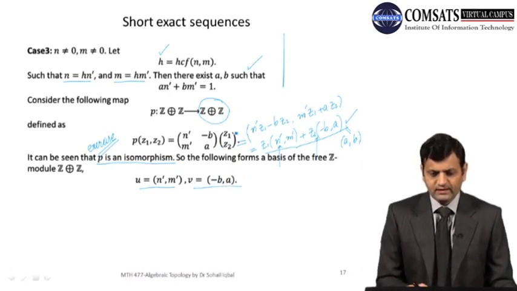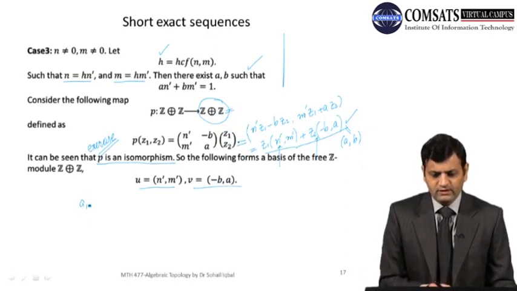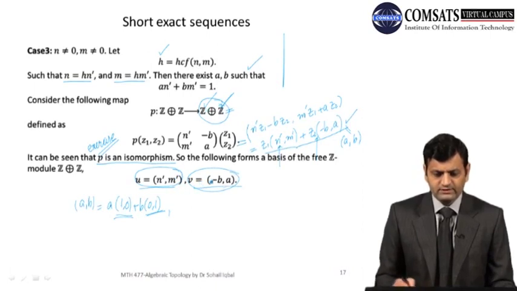So normally when we write down an element (a, b), we can write it down as a(1, 0) plus b(0, 1), and this element corresponds to the first copy of Z, and this element corresponds to the second copy of Z. Now we are changing the bases, so in other words, under this basis u corresponds to the first copy of Z, and v belongs to the second copy of Z. So there are two different Z's, and every element of Z plus Z is a combination of these two elements.